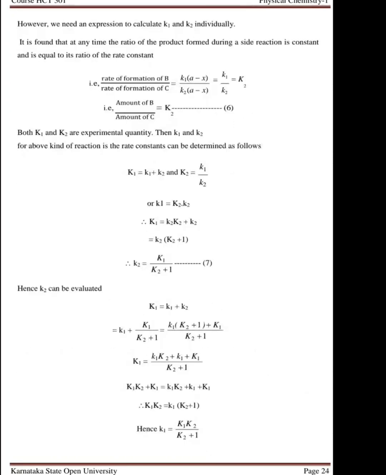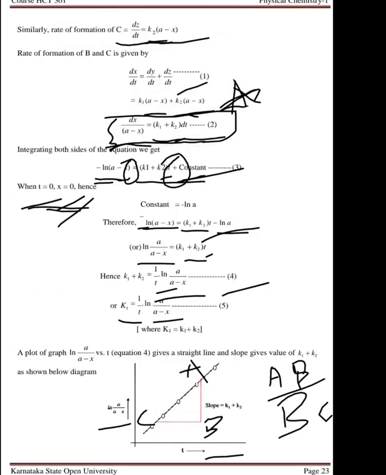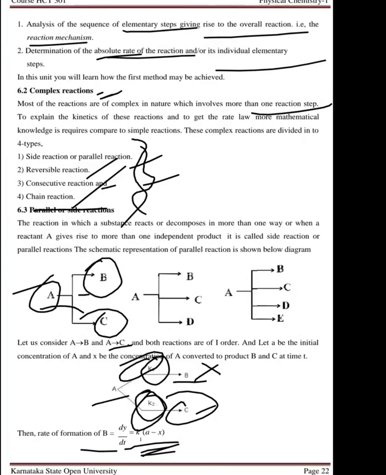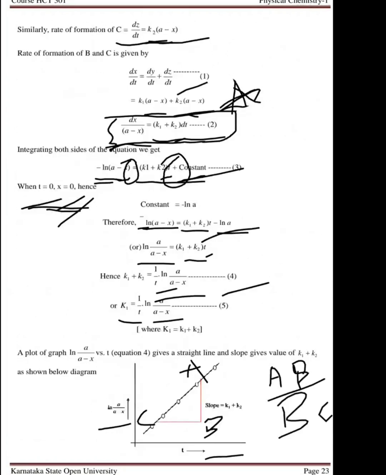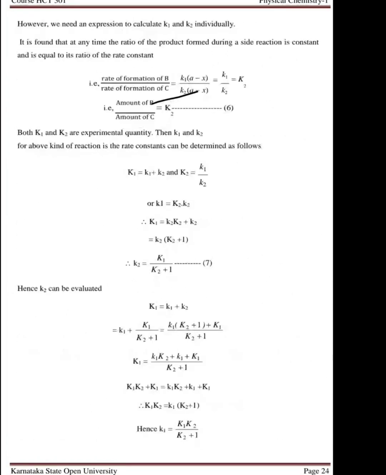So in the next step, we are going to identify the rate of formation of product B and the rate of formation of product C. From this, k1 into a minus x, this is the rate of formation of product B, and the rate of formation of product C is k2 into a minus x. This one we have taken here.